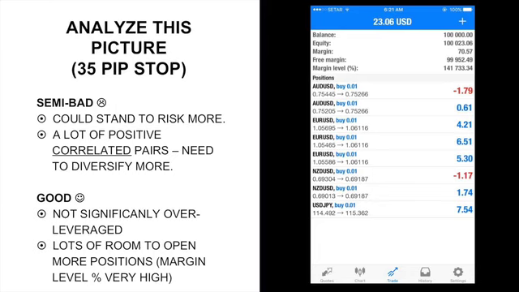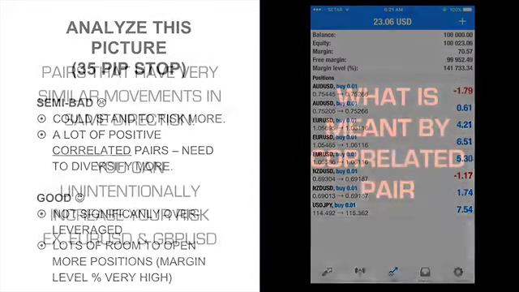And if you place the buy in all of them and they're going up, all of them are going to go up. If you place a sell and they go down, all of them are going to go down because they are correlated in a positive way, which means they go in the same direction. They move similar. When I move, you move. Okay? All right, you got it. All right, good. What's good? Not significantly over leveraged. Lots of room to open up more trades. Very high margin level percent.